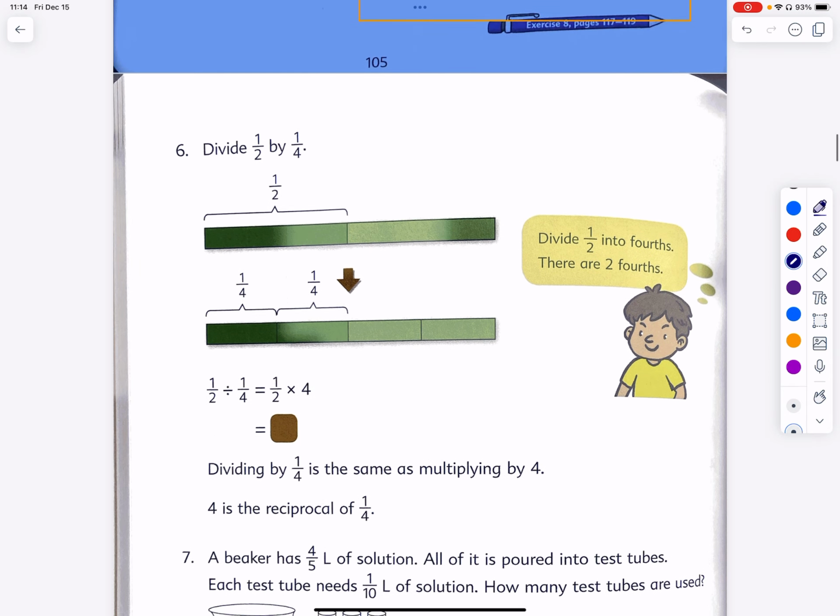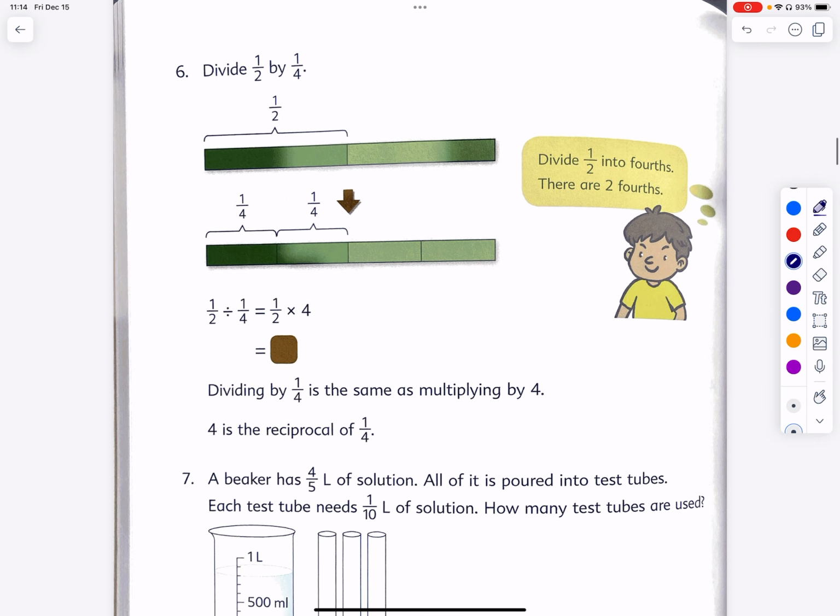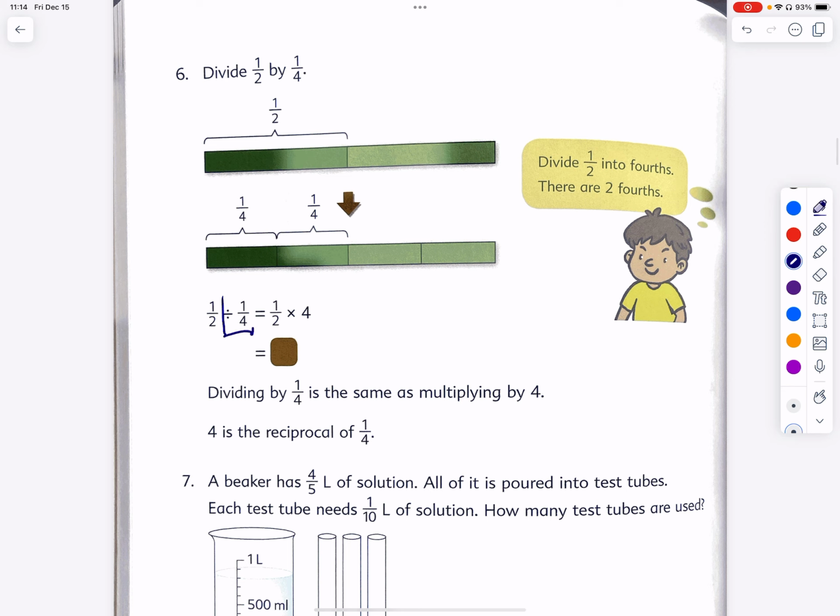So let's continue. The next step is let's divide a fraction by a fraction. Let's see how it works out. Divide 1/2 by 1/4. Well, how many quarters are there in 1/2? To divide by a fraction means to multiply by its reciprocal.